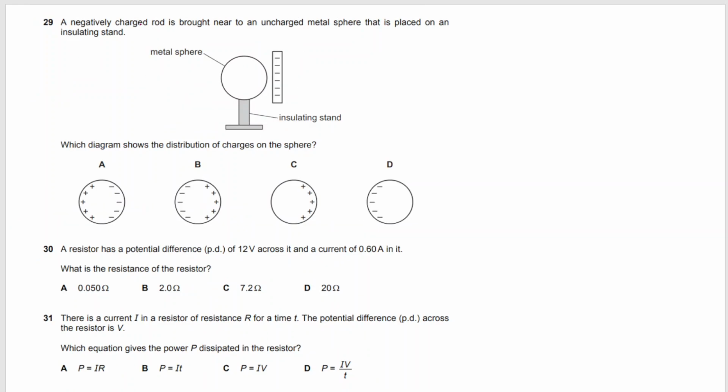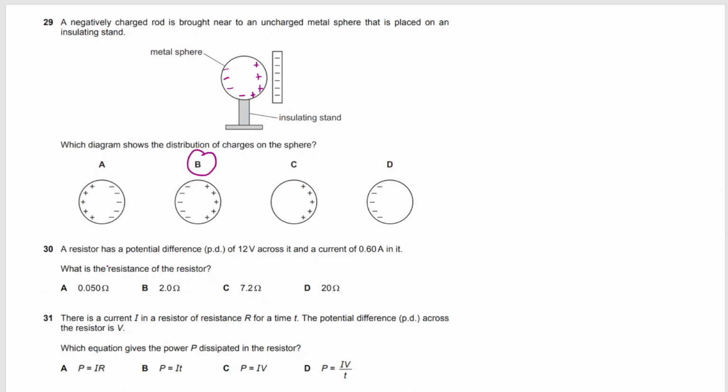A negatively charged rod is brought near to an uncharged metal sphere that is placed on an insulating stand. Which diagram shows the distribution of charges on the sphere? Because we have a negatively charged rod here, it will attract the positive charge on this side of the sphere, and when positive is pulled this side, the negative will be left on the other side. So the correct answer is B.